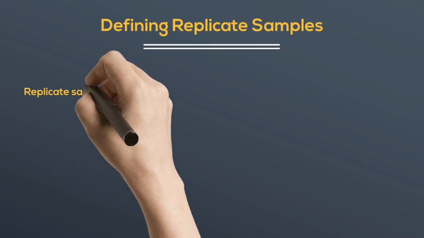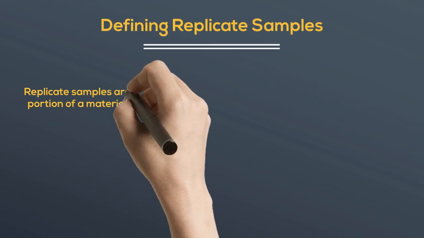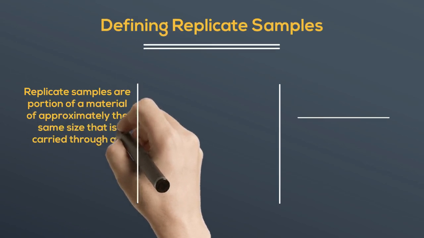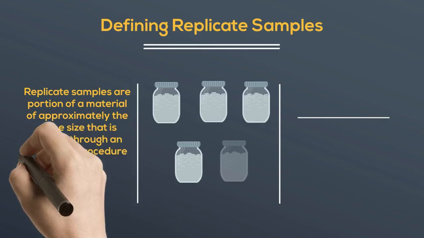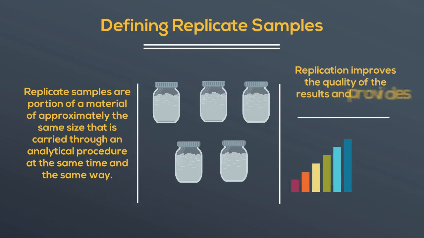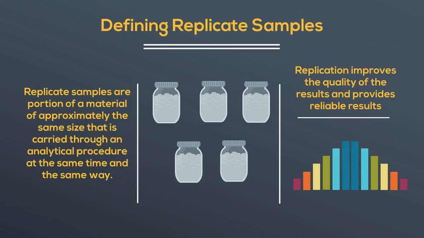Replicates are samples of about the same size that are carried through an analysis in exactly the same way. Replicates improve the quality of results and provide reliable results. Usually, chemists prepare 2 to 5 replicates of sample through the entire analytical procedure.